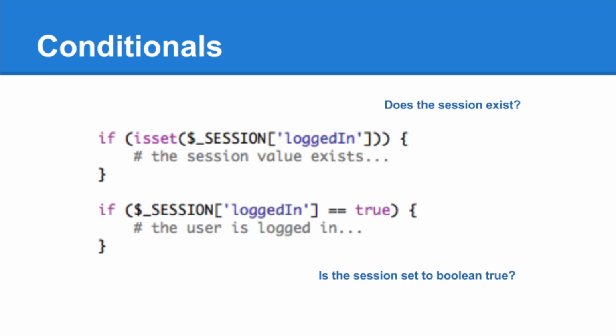So here's a couple of tests. There's two tests we can carry out. Does the session variable actually exist? And what's it set to? The first one is we use the isSet function, which I'm sure you've used before to see if variables exist. So if isSet $_SESSION logged in, it means it's set to something, true or false, but we don't know which. The second one says, is it set to true?